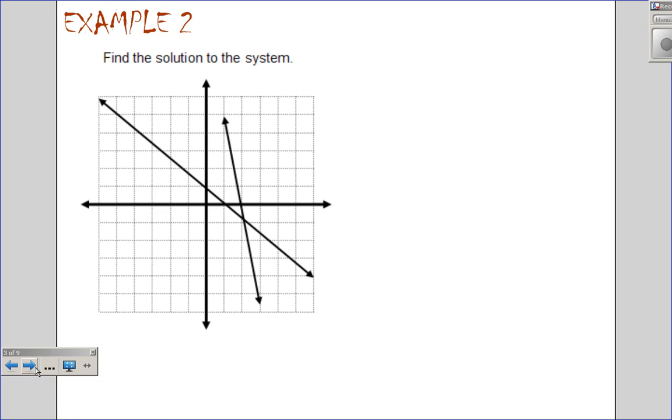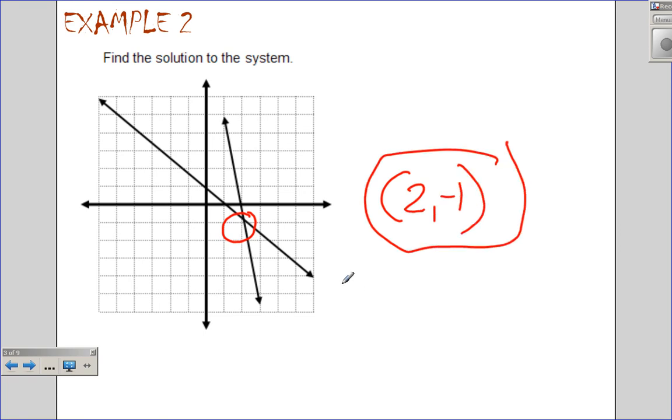So let's find the solution to this system. Once again, I'm just looking for that point of intersection. That is my solution. So it looks like they intersect right here at this point, which is at 2, -1. So my solution is 2, -1. So given a graph of a system of equations, I'm just looking for the point where they intersect.